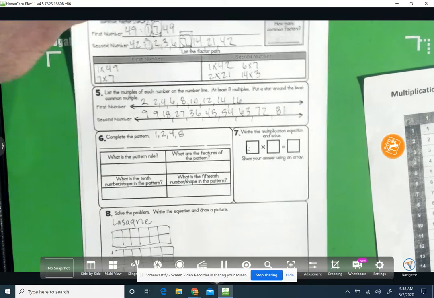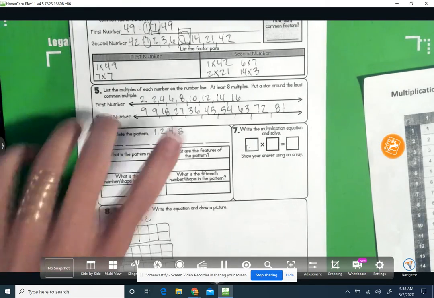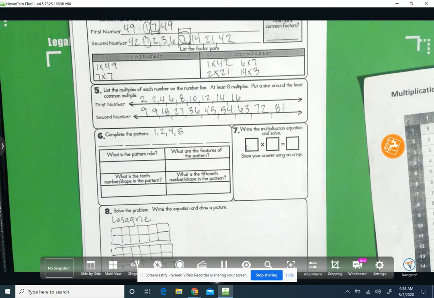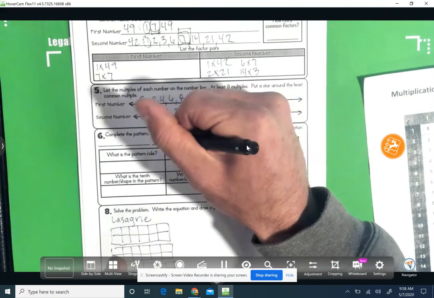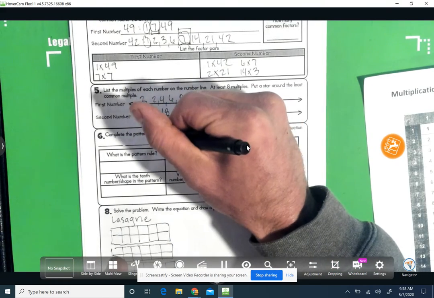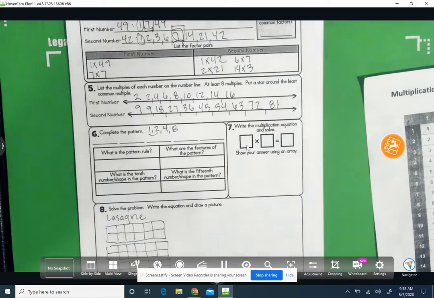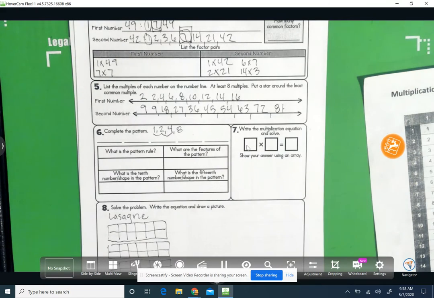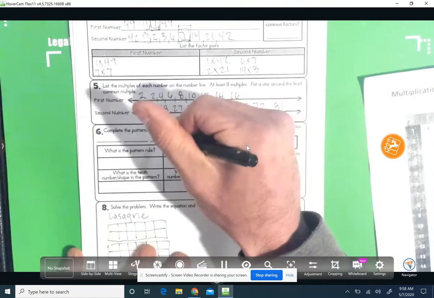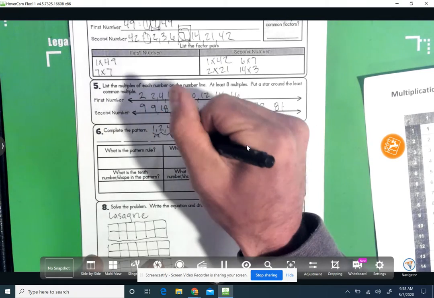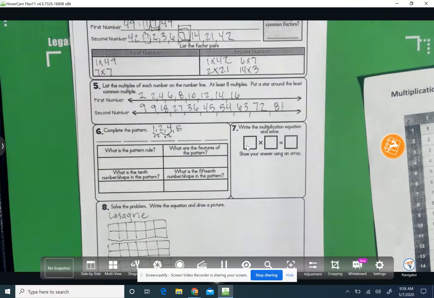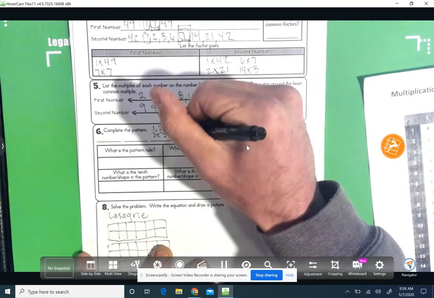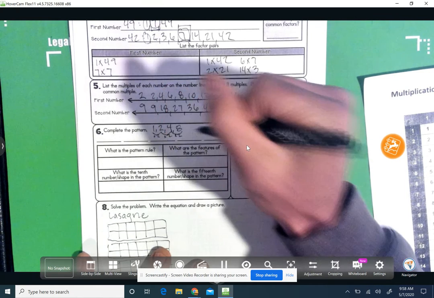Okay, complete the pattern. 1, 2, 4, 8 is what we were given in number 6. And so we're going to look, how did we change from 1 to 2? Do we add 1? Could be. What do we do to 2 to 4? Do we add 1? Definitely not. So likely it's going to be multiply by 2. Okay, look at this, 4 to 8 by 2.